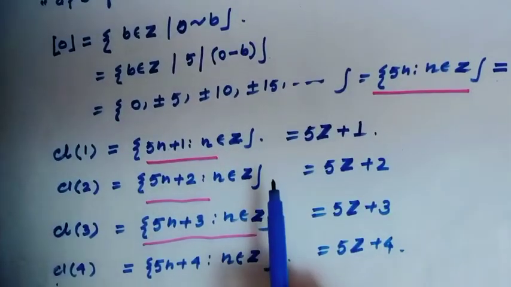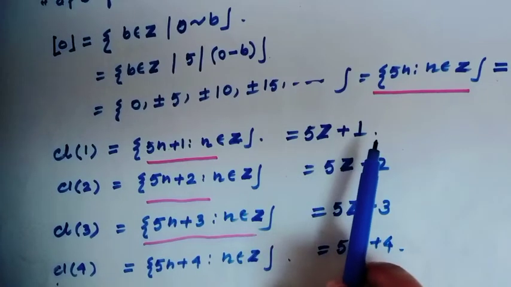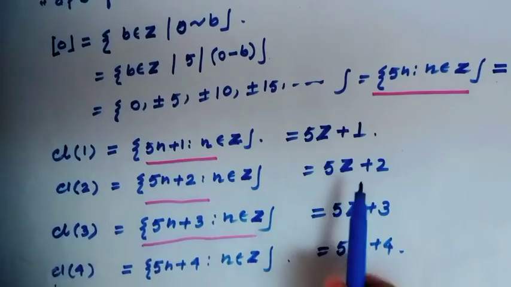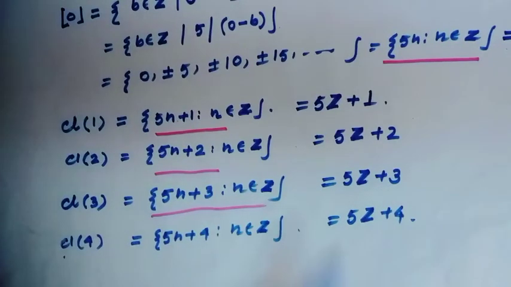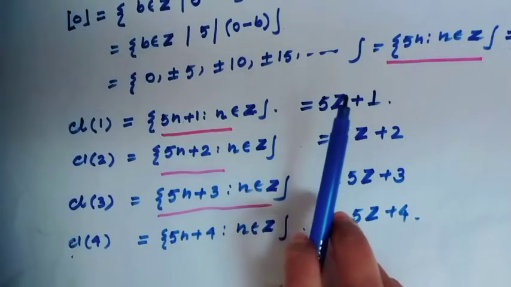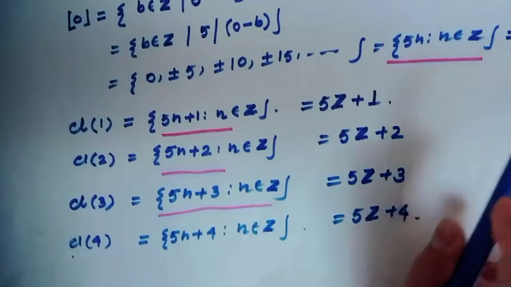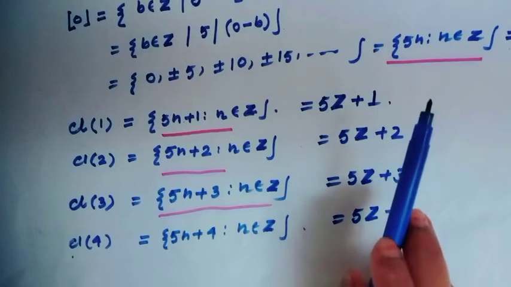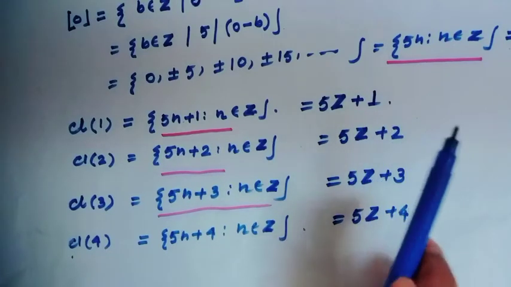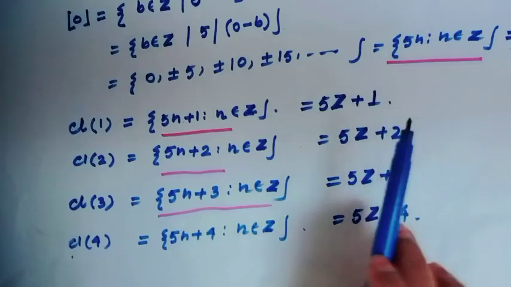Now find class of 1. This will be 5Z plus 1. Similarly, class of 2 will be 5Z plus 2. Class of 3 will be 5Z plus 3. And class of 4 will be 5Z plus 4. And what is class of 5? It will be 5Z. And for 6, it will be 5Z plus 1. For 7, it will be 5Z plus 2. That means they keep going back.